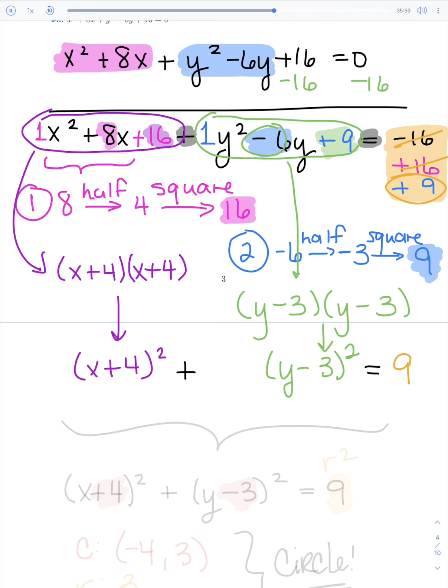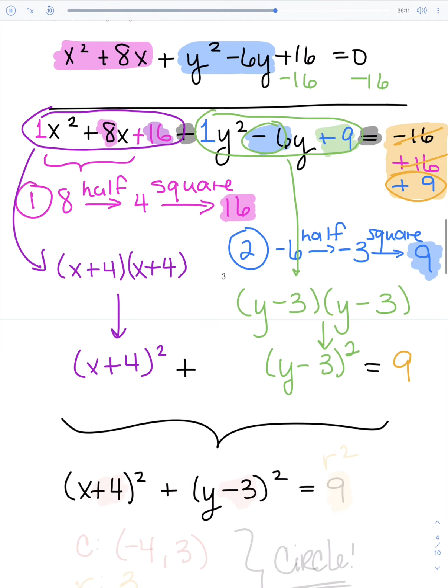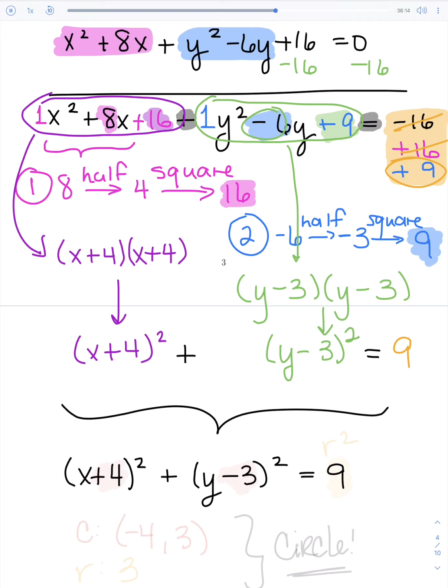So there is our official equation for our circle here, if I rewrite it. It's x plus 4 squared plus y minus 3 squared equals 9. So my question is, when I've got a circle, what's my center? Well, here's my x value and here's my y value. Remember, we take the opposite. So if I see a +4, I'm actually going to take a -4. I see a -3, so I'm actually going to take a +3.